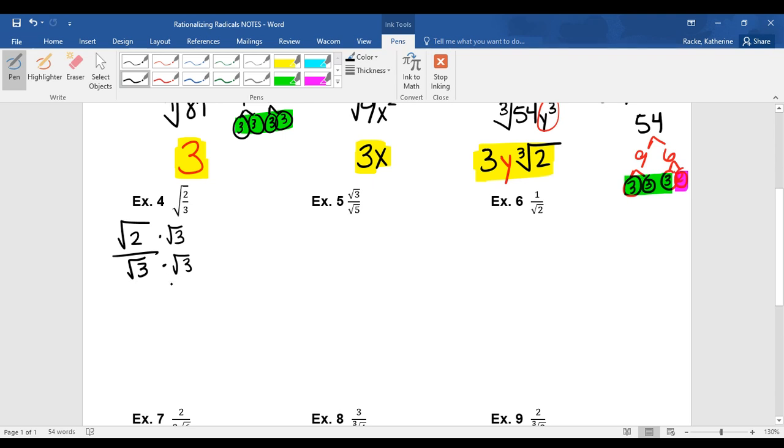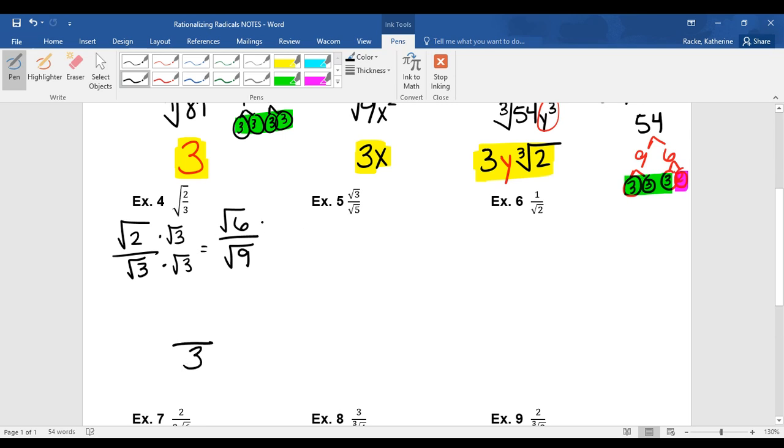So square root of 3 times square root of 3 would give me the square root of 9 over the square root of 6. Remember, multiplying radicals just like we did in the last learning target. And this is where we're going to need to simplify. So can I simplify the square root of 9? Well, 9 is a perfect square, so it would turn into 3.